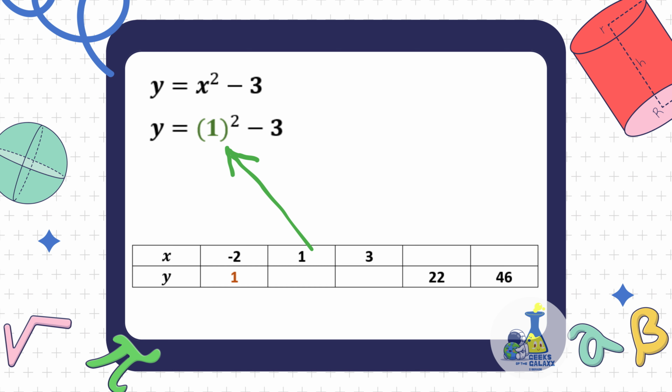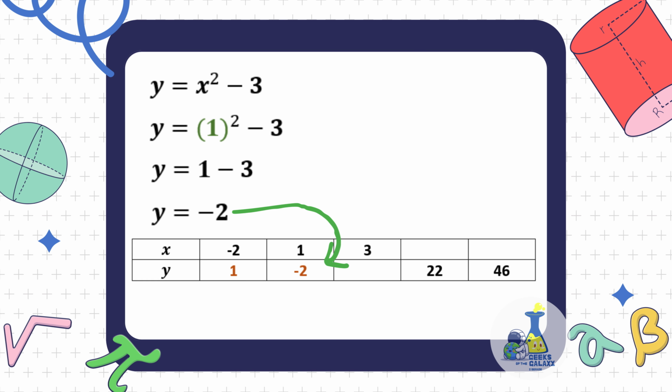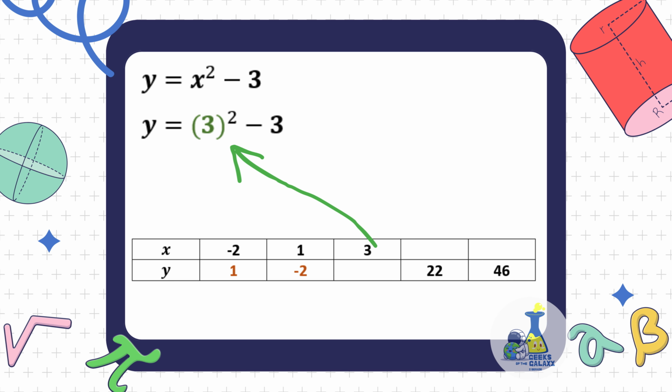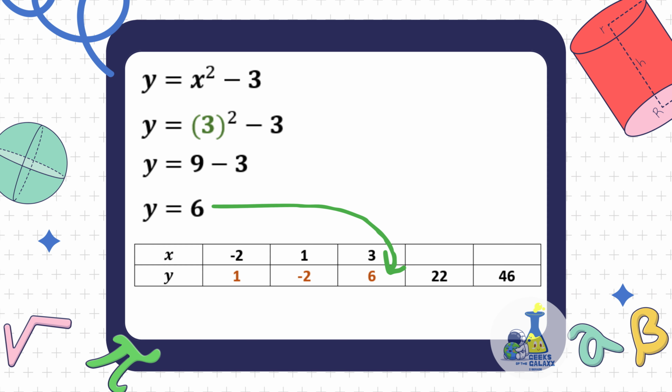Our next x value is 1. We substitute it into our equation. 1 times 1 is 1, minus 3. And our corresponding y value for an input of 1 is negative 2. We can go ahead and fill our second y value into the table. Our third x value is a 3, which we substitute into the equation once again. 3 squared means 3 times 3, which is 9, minus 3, which gives us an answer of 6. This means the corresponding y value for an input of 3 is 6.